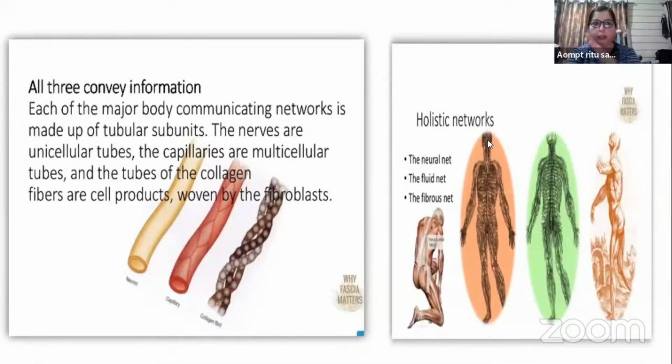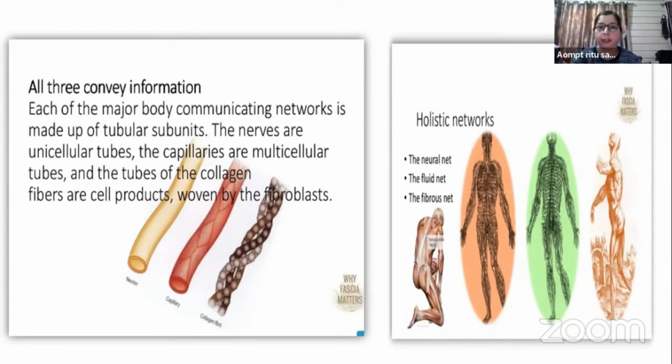Yeah. So when we talk about all these structures, like the nerves, the capillaries, and the collagen roll, all these structures are in tubular form. The nerves are unicellular tubes, capillaries are multicellular tubes, and there are tubes of collagen fibers woven with the fibroblast. This is the basic unit of the fascia. So we cannot say that we will treat only one part. We have to see that our body is covered with all these structures: the nerves, the capillaries, and the collagen roll, that is because of the fascial fiber.